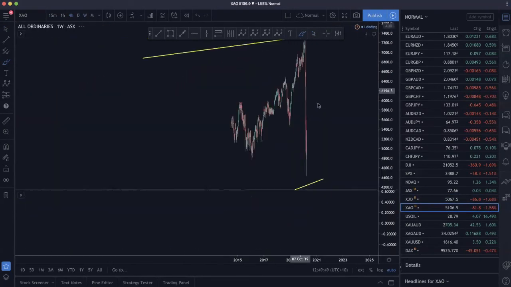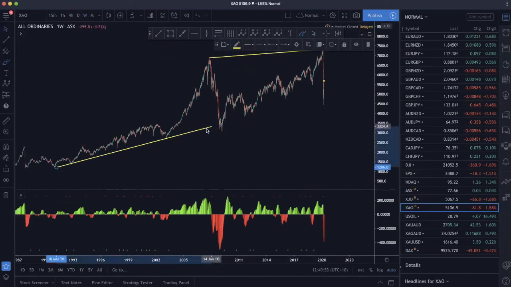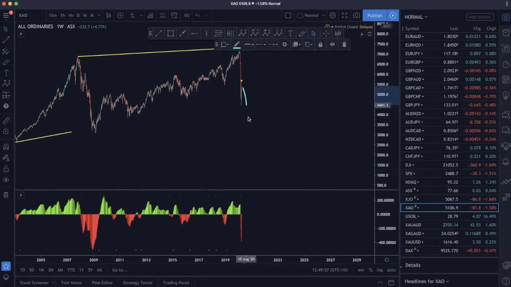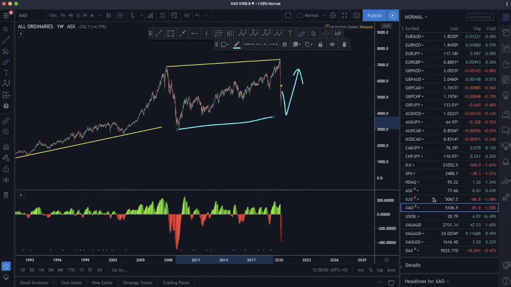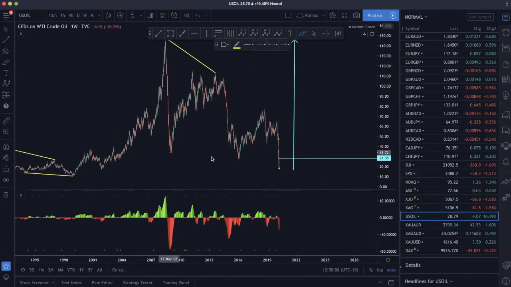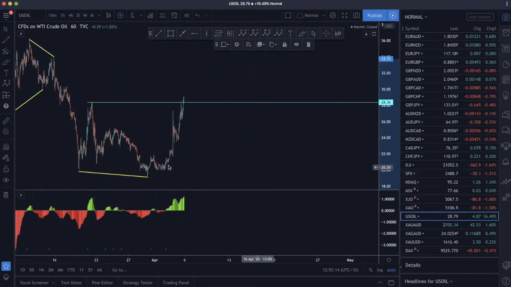The All Ords. We're in our C wave, so it could come down and also go back up, something like this. US oil. We've been tracking this one. We're looking for an upside move. We have our impulse, we have our 1, 2, 3 down to the downside. On a 1 hourly, there's two options at the moment.